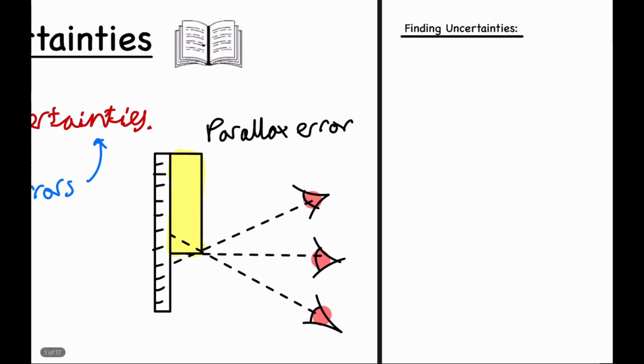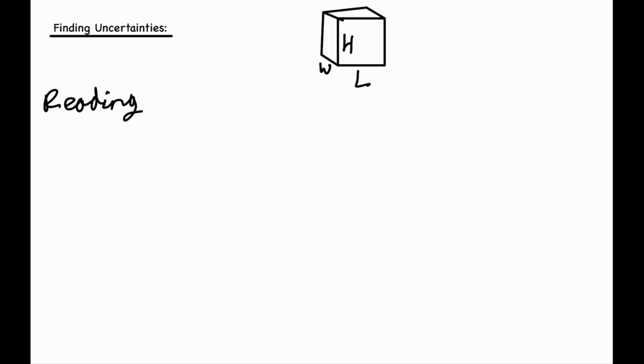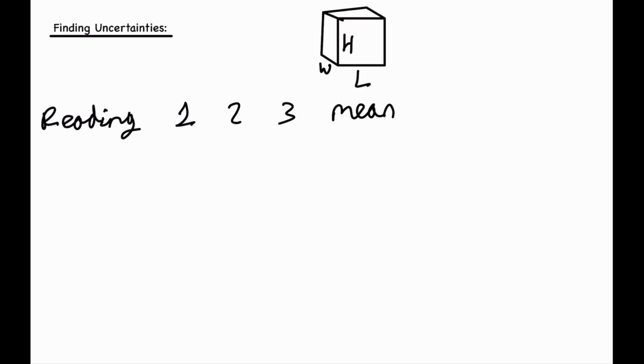Now let's move on to finding uncertainties. Say we wanted to measure the volume of a block like this. When we take measurements of the length, the width, and the height, we can take multiple measurements of each one, so we can find an uncertainty value for each measurement. If we make a table of readings, with our first reading, our second reading, and our third reading, we can take a mean and find a range of the readings, and we can use this to find our absolute uncertainty of each value of the length, width, and height.